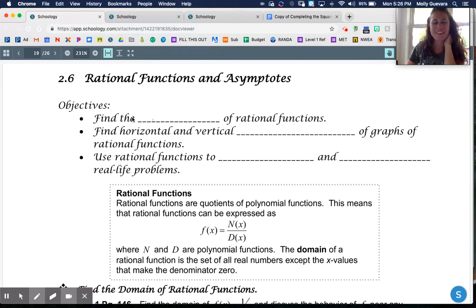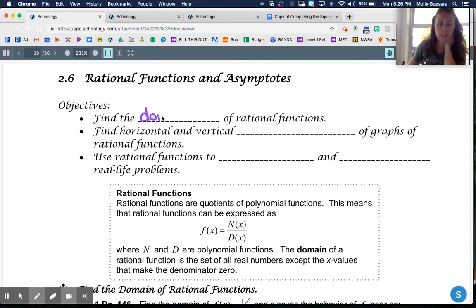Right, today we're doing 2.6, which is all about rational functions and asymptotes. So 2.6 is the second half of the chapter 2 notes. We're not starting a new unit, but we're splitting this unit in half, and this is the start of the second half of the unit. So we have three objectives today.